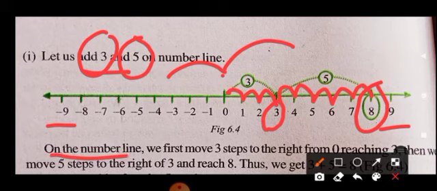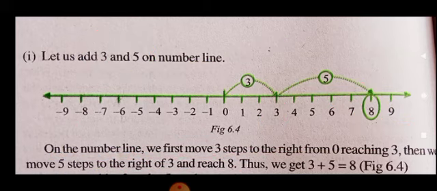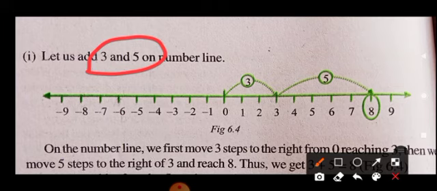Okay. On the number line, we first move 3 steps to the right from 0, reaching 3. Then we move 5 steps to the right of 3 and reach 8. Thus we get 3 plus 5 is equal to 8. So you can see this figure, 3 plus 5 is equal to 8. So I will explain one more example. Now I will show how to add negative integers using number line. So these are positive integers, isn't it? Now I will show you negative integer.